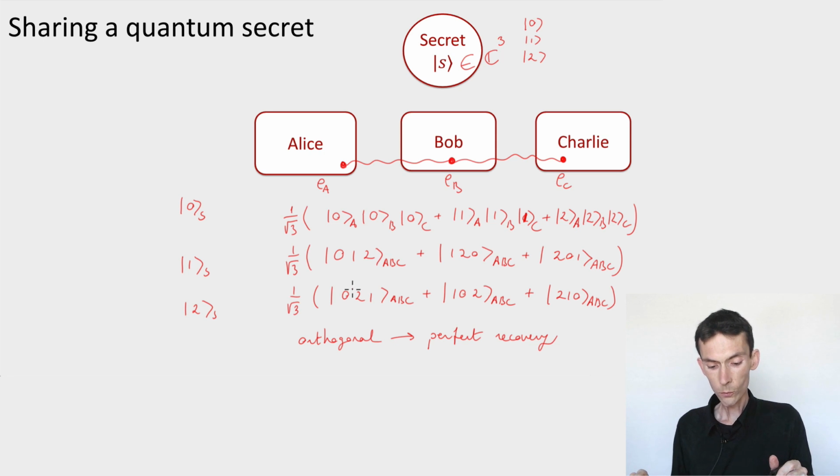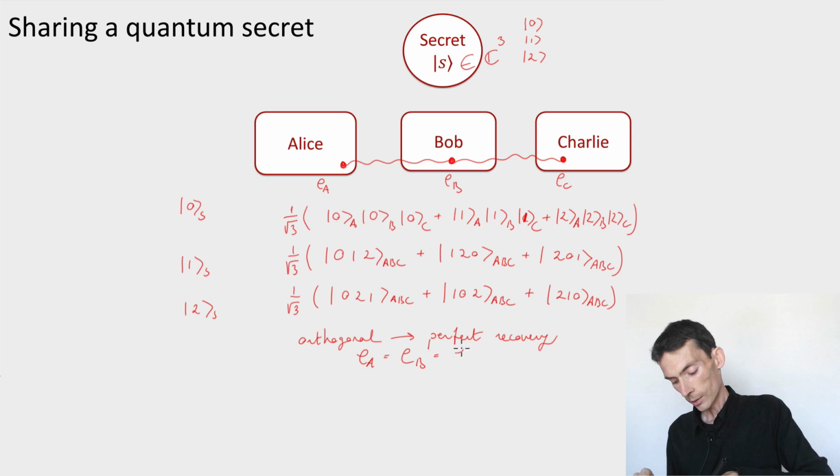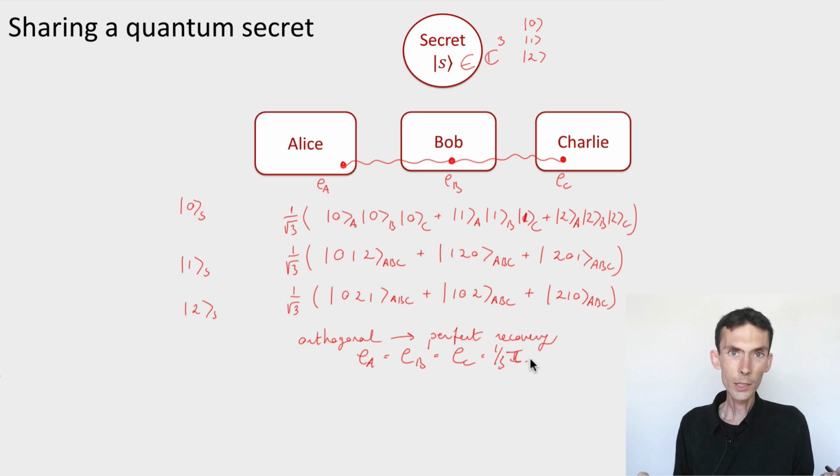The other thing to verify is that the secret sharing scheme is secure, meaning that the reduced densities on Alice, Bob, and Charlie are independent of the secret. And that's easy to check, because for each of the 3 states that I've been using here, the reduced density on either party is simply the totally mixed state. So it is always the case that rho_A is equal to rho_B is equal to rho_C is 1/3 of the identity. So this is a valid secret sharing scheme, and it encodes 1 qutrit into 3 qutrits.